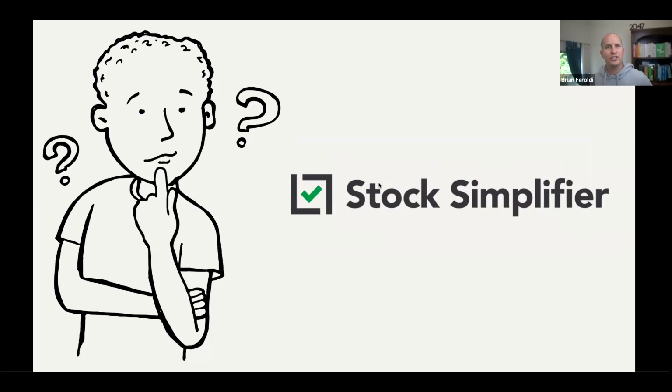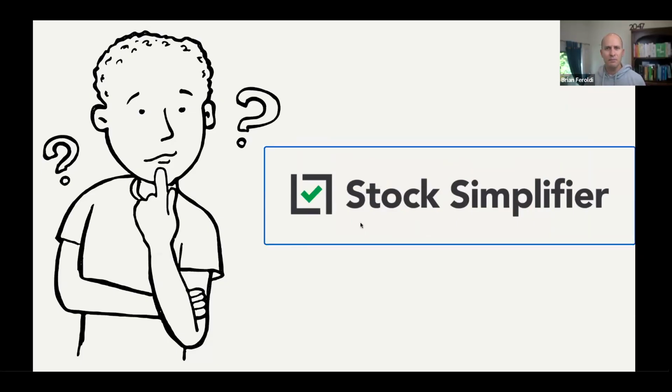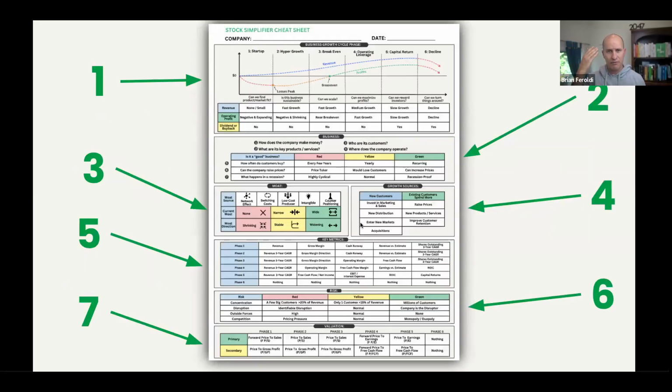We are going to be researching Apple's stock using Stock Simplifier. So this is the framework that we're going to be using and following along with Stock Simplifier. There are 7 different components that we're going to be looking at today.